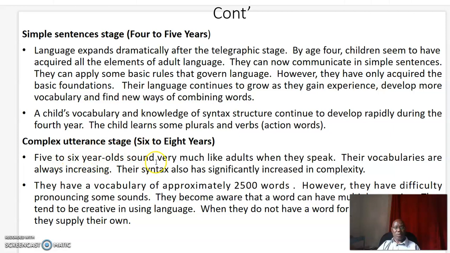5 to 6 year olds sound very much like adults when they speak. Their vocabularies are always increasing. Their syntax also has significantly increased in complexity. At this age, the child has approximately 2,500 words. However, they have difficulty pronouncing some words. They become aware that a word can have multiple meanings. They tend to be creative in using language. And when they do not have words for a particular situation, they supply their own.